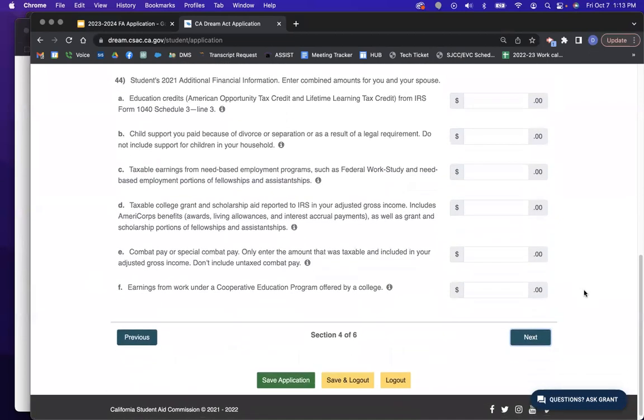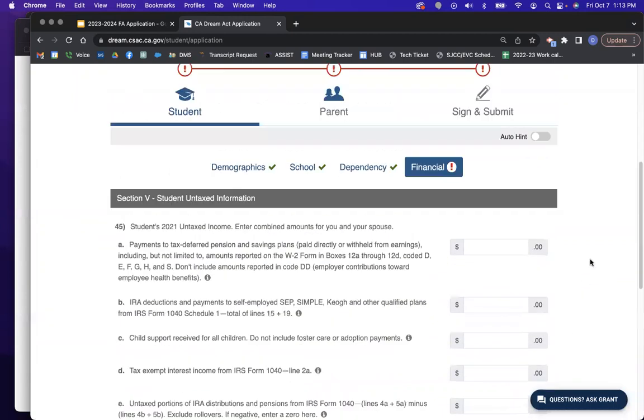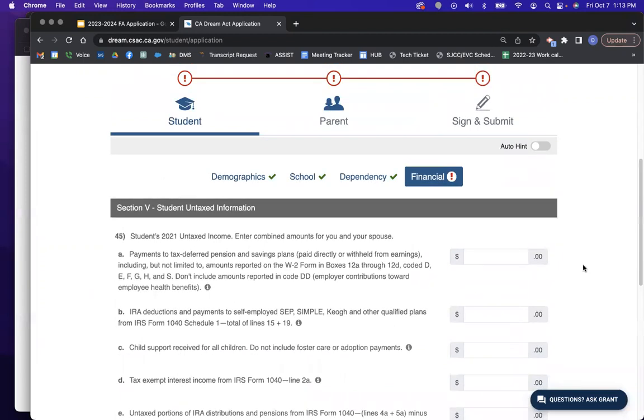If you were in the military, you got any combat or special combat pay, you can put here the amount that was taxable. And then if you are earning any money from the cooperative education program, which you would know. If this does not sound familiar, do not worry about it. There's some additional untaxed information. So you can read through. Most of these are not as common.